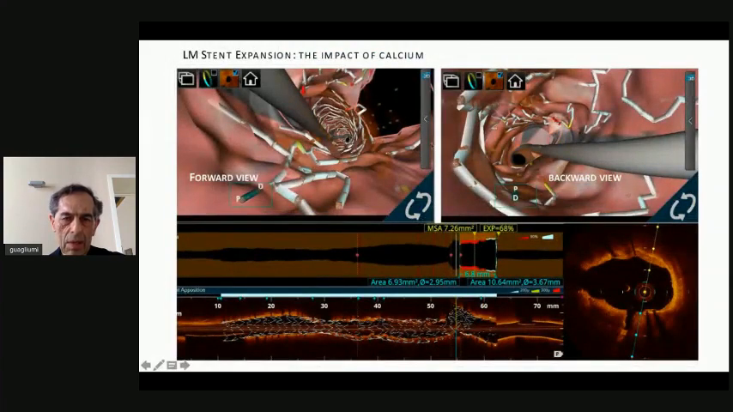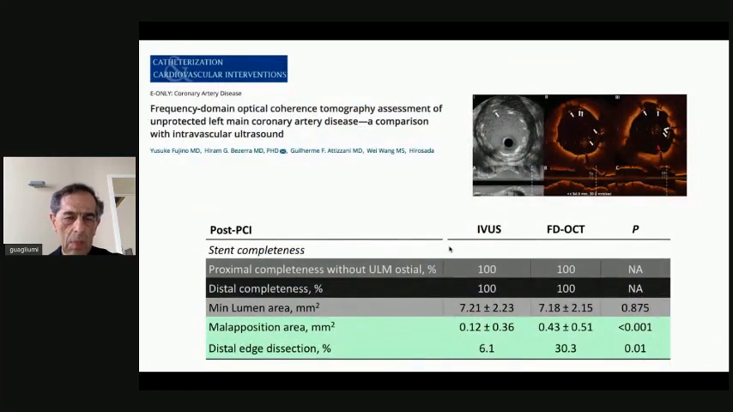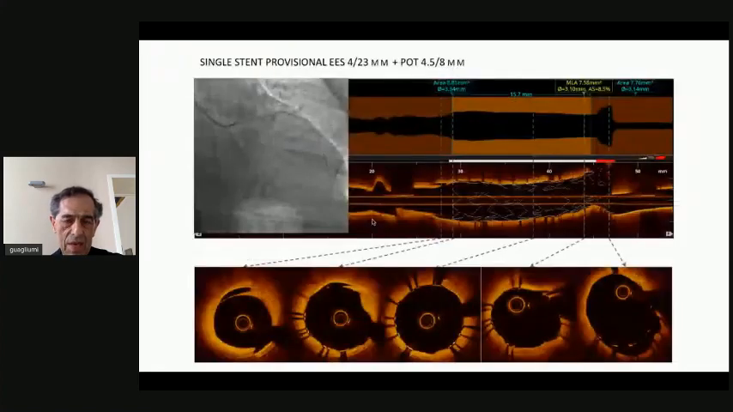And here you can see from the forward view and from the backward view how much the calcium is distorting this left main stent, done with the best of the technology with a DK crush. What about the comparison between OCT and IVUS in terms of post-PCI? In terms of measurements, they are very similar, no big difference. In terms of plus, you can gain something for malposition and distal edge dissection.